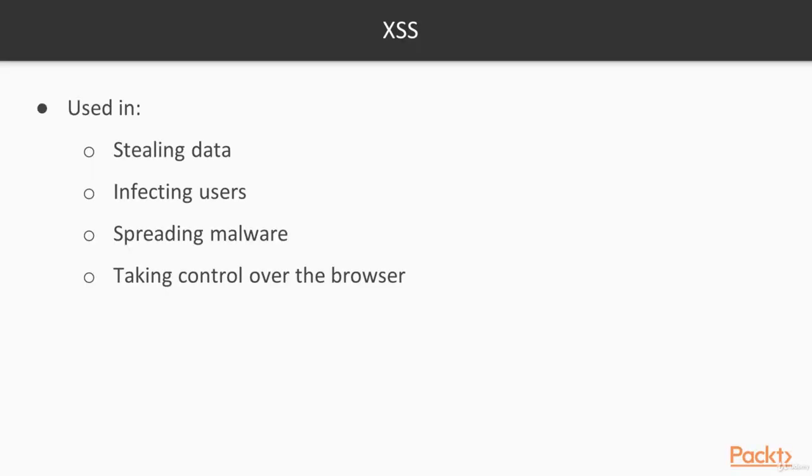Actually, XSS can be used in a variety of harmful ways: for stealing data, for infecting users, for spreading malware, or taking control over your browser, and so on and so on. In this video, I'll show how you can check your website for XSS vulnerability. Let's go and do that.